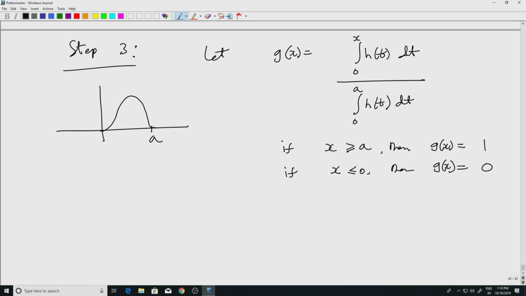So this new function g has the form: for x less than 0 it is 0, and this is a, so it rises up, maybe I should make it a bit more curved.